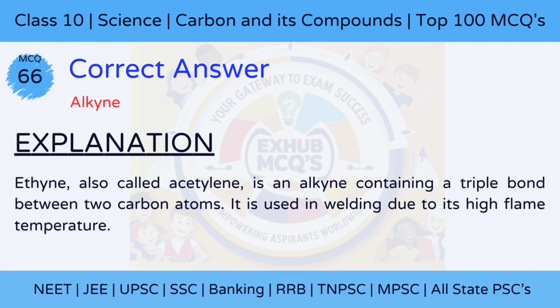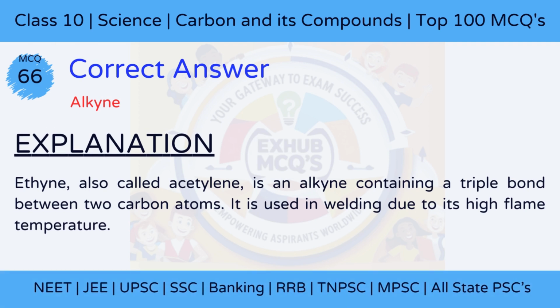The correct answer is option C, alkyne. Explanation. Ethyne, also known as acetylene, is an alkyne with a triple bond between 2 carbon atoms. Alkynes are highly reactive due to the triple bond.